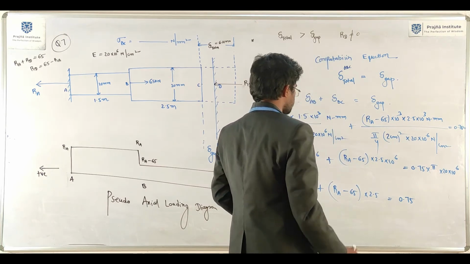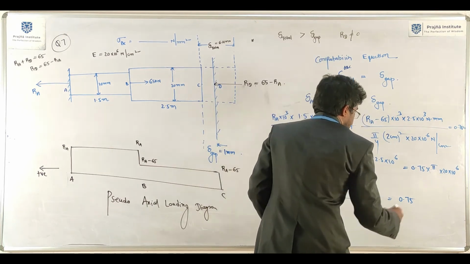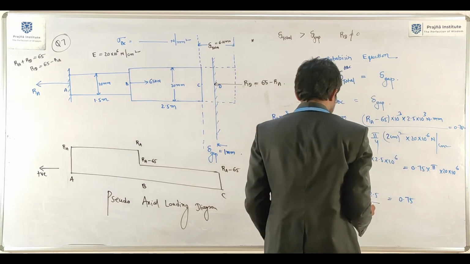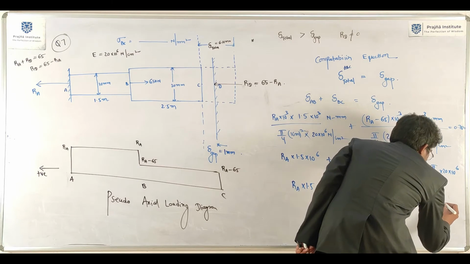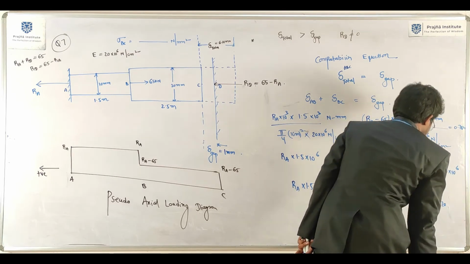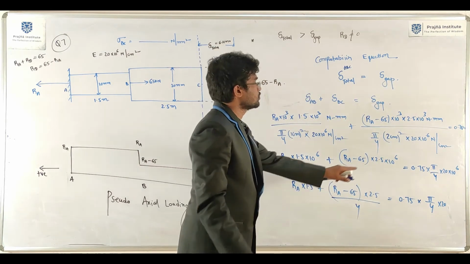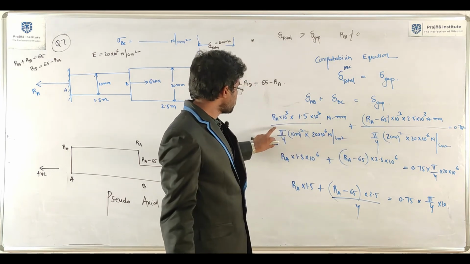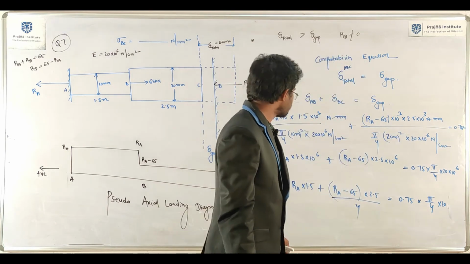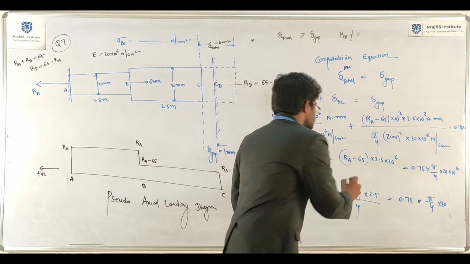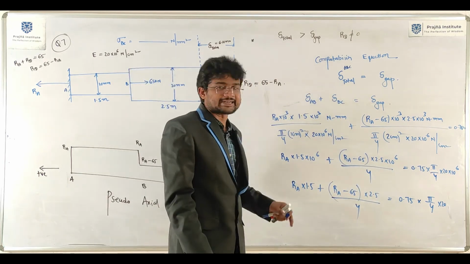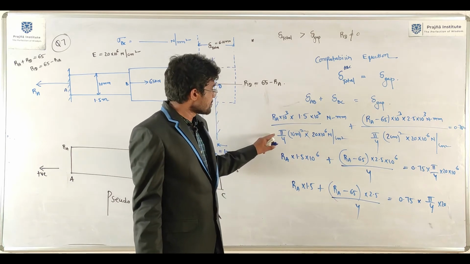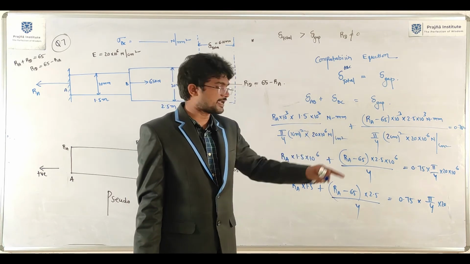No, pi by 4. Here it is pi by 4, 20 into 20, that's it. So don't cancel here, just take pi by 4 to the right side, that's it. Here the 4 will be remaining. Correct? Pi by 4 and 20, everything taken out.